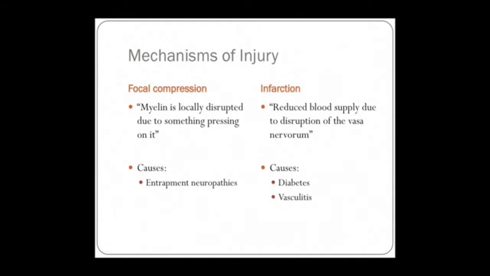Next, infarction. So if there's a problem with the blood supply to the nerve, and the blood supply to all nerves is supplied by something called the vasa nervorum, then the nerve stops working. The most important condition here is diabetes. One of the microvascular complications of diabetes is peripheral neuropathy.